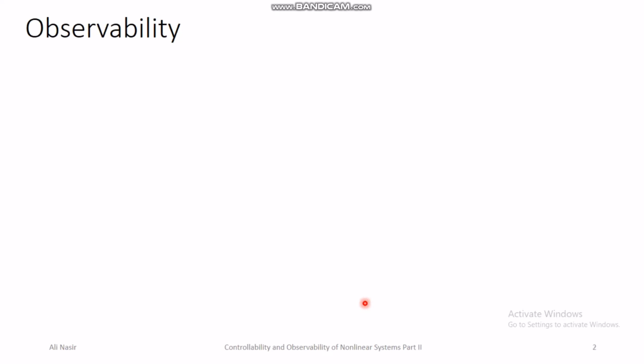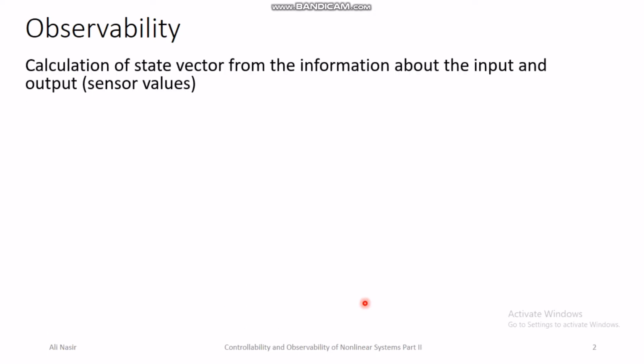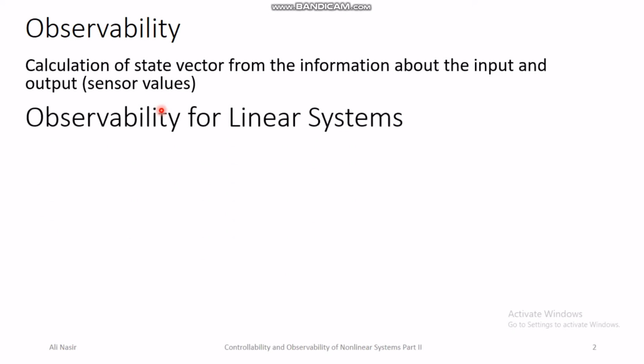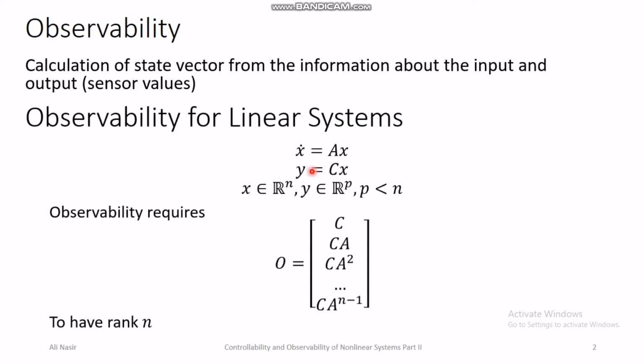And briefly, I would just go through the lecture again. In the beginning, we looked at the definition of observability, which is the ability to calculate state vector from input and output. And the observability for linear system, we revised this condition that this matrix, if it is full rank, the system is observable. If it is not full rank, the system is not observable.